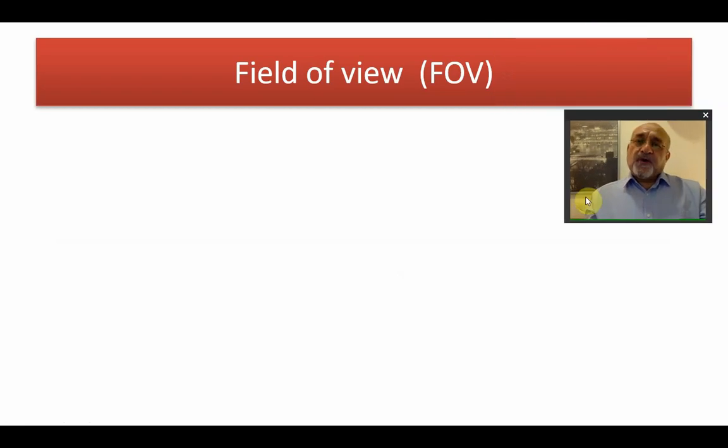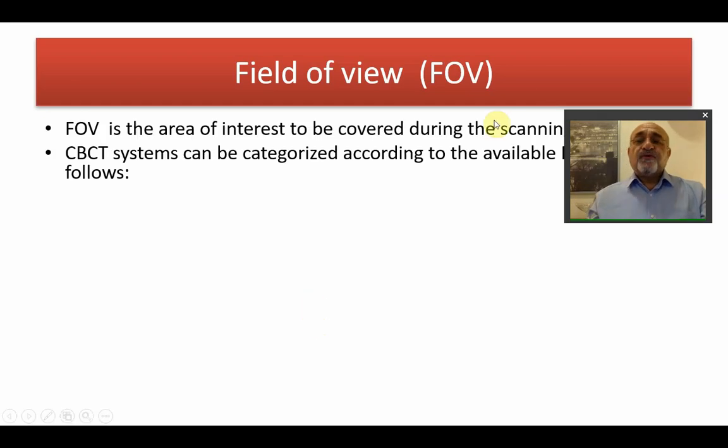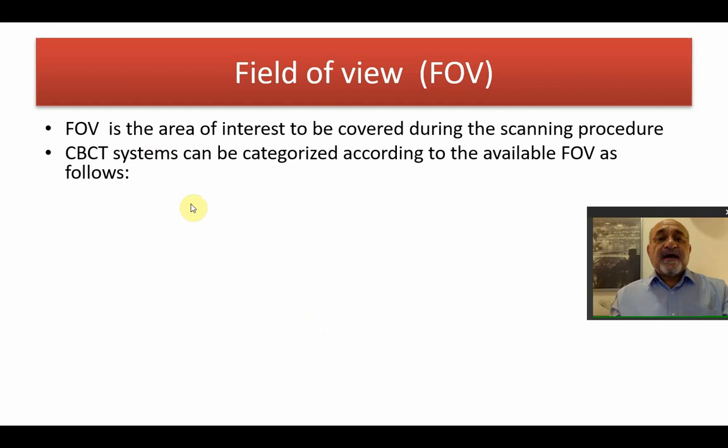Okay. Before we go into the needs and justifying the needs, we will have an idea about an important characteristic of the CBCT machine, which is the field of view. Field of view is the area of interest, or sometimes you will find it as ROI, to be covered during the scanning procedures. So how much you want to cover from the patient's structure.